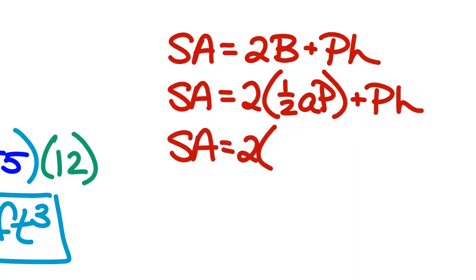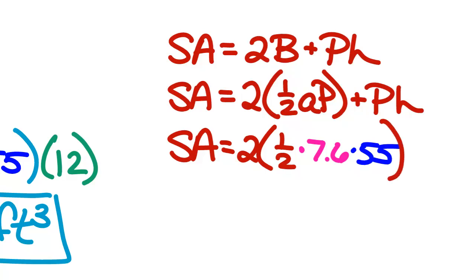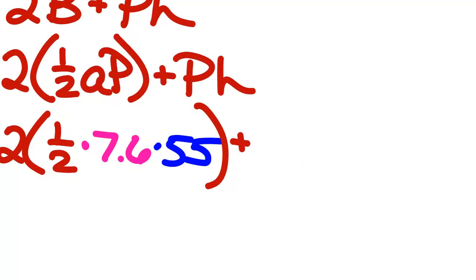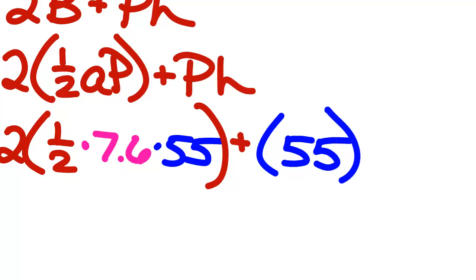So we have 2 times 1/2 times that apothem of 7.6 times the perimeter of 55, plus the perimeter, which is 55, times the height of the prism, which was 12.